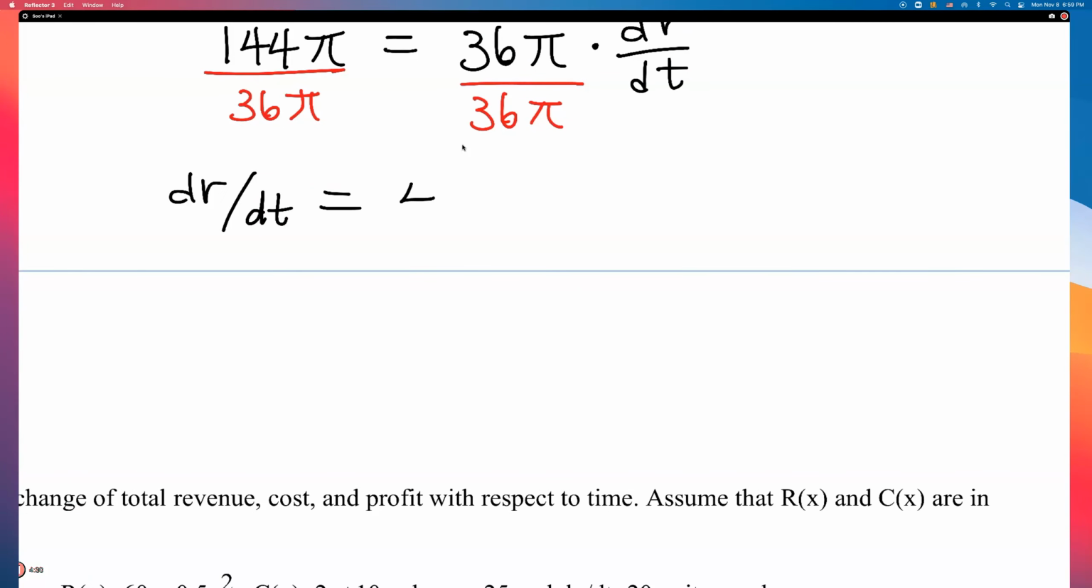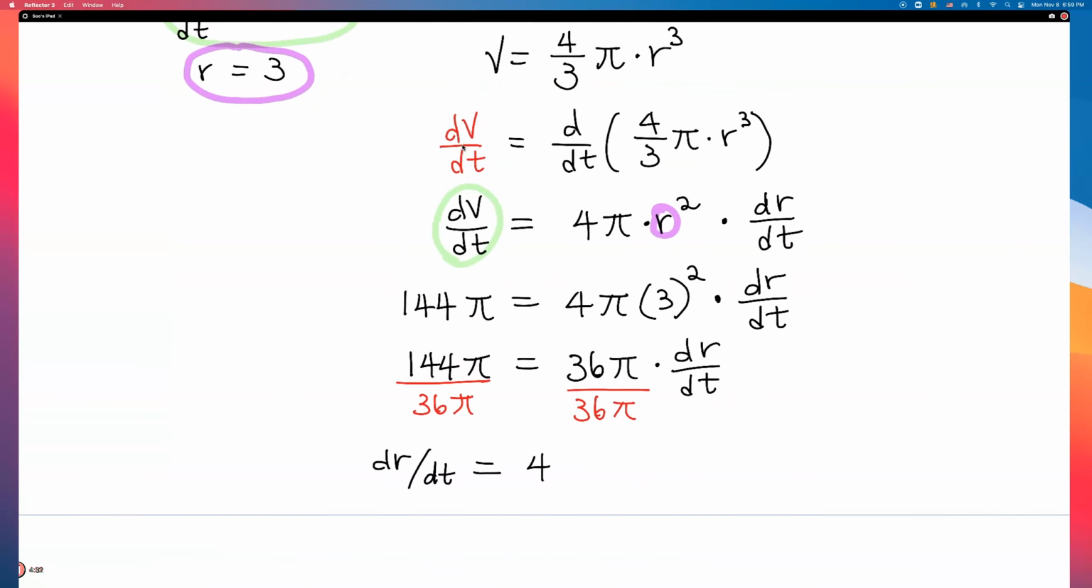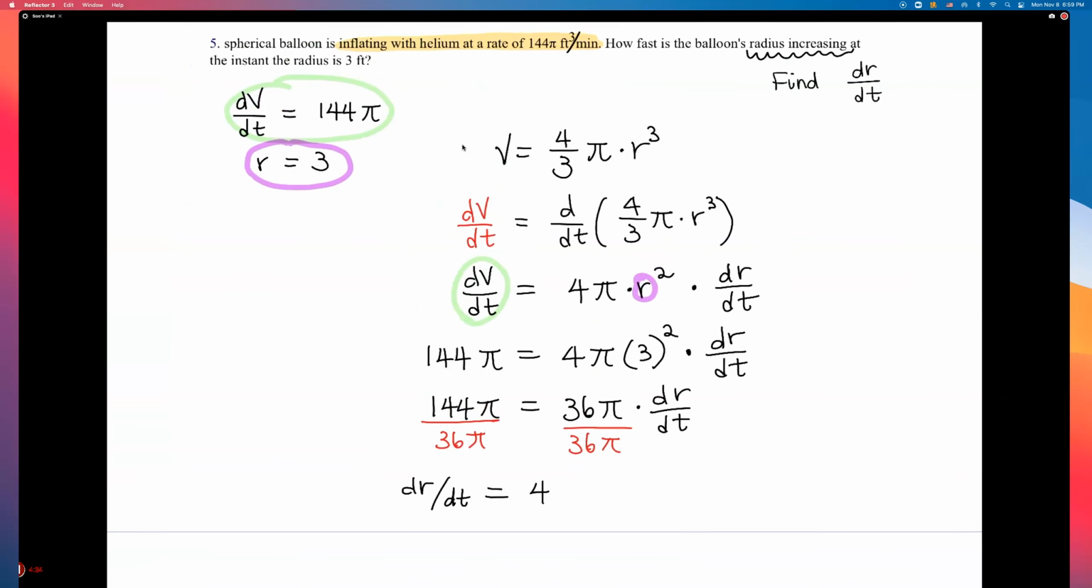So at that time, when the volume is increasing at 144 pi cubic feet per minute, and the radius is equal to 3 feet, the radius is increasing, it's getting bigger, at 4, what's the unit? Feet per minute. Okay, and that's how you can find the answer for this problem.